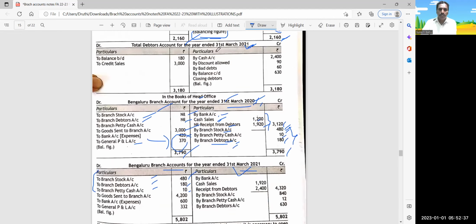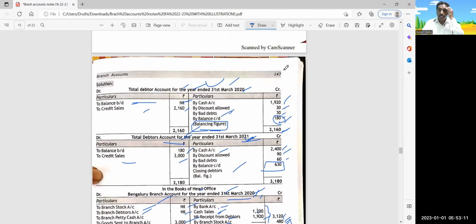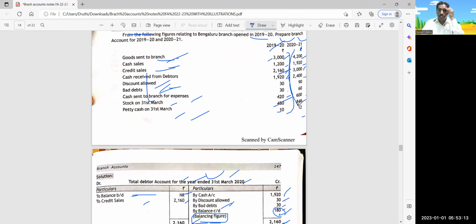Okay. In 2021, first we shall prepare branch data, that is the memorandum debtors. So to balance brought down 180. Why? This is opening, correct now? 180 I have written. Then credit sales given for 2021, how much? 3,000. By cash account, cash received from debtors in 2021 is 2,400. Discount 90, bad debt 60, right? Balance it, you get the closing balance 630 of branch debtors. For which year? 2021. See, in 2021, these figures are to be seen while recording.